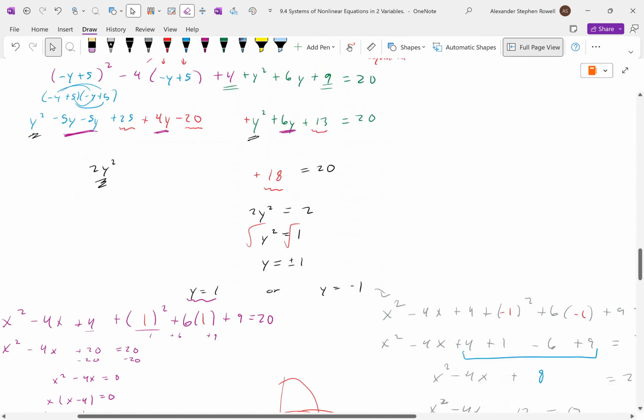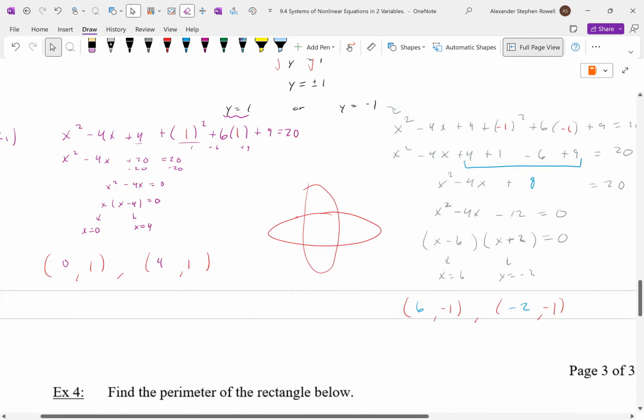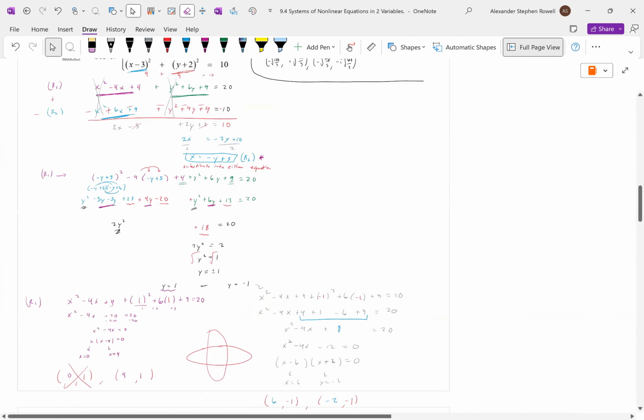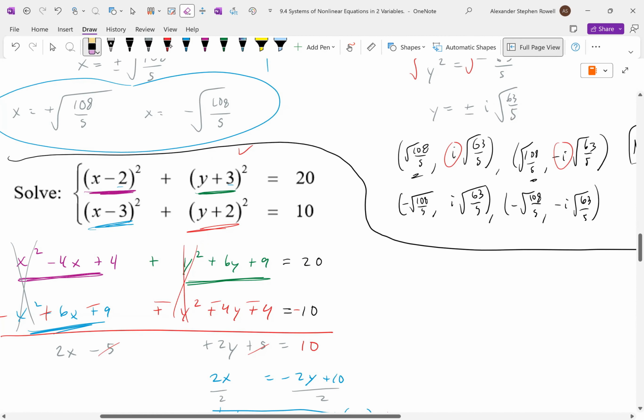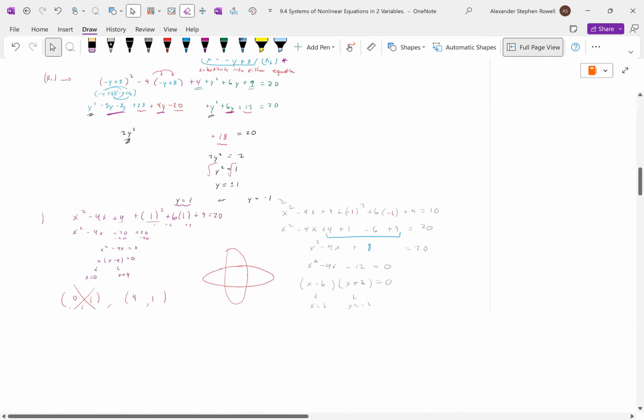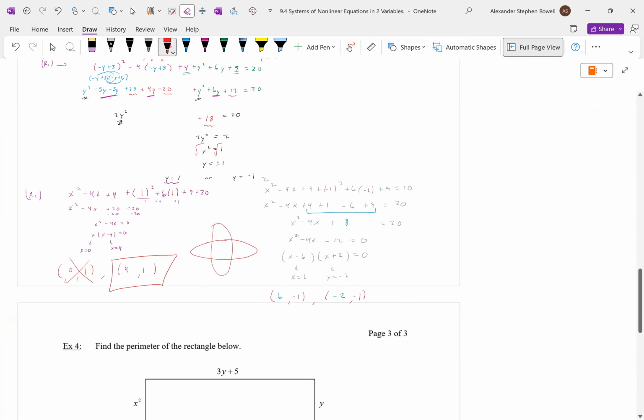So this is an extraneous solution. We're going to cross it out. Okay, so let's try to plug in (4, 1). If I plug in 4, 1, I would get 2 squared is 4 plus 4 squared is 16. So (4, 1) works on the top. On the bottom, 4 minus 3, 1 squared is 1. And then 1 plus 2 is 3 squared is 9. Okay, so it checks out for both. So this is in fact a solution.